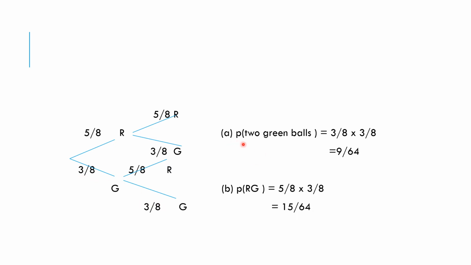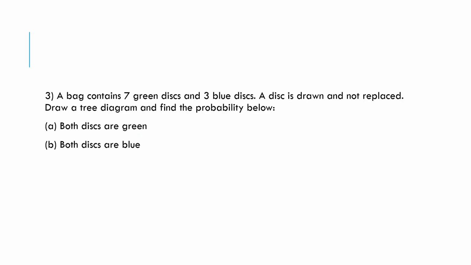So we have to find the probability of 2 green balls. So the probability of 2 green balls is green into green, 3 by 8 into 3 by 8, which is 9 over 64, is our answer. And the probability that the first ball is red and the second ball is green is 5 by 8 into 3 by 8, that is 15 over 64, is basically our answer.